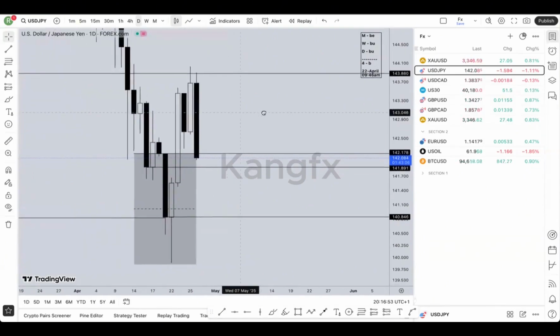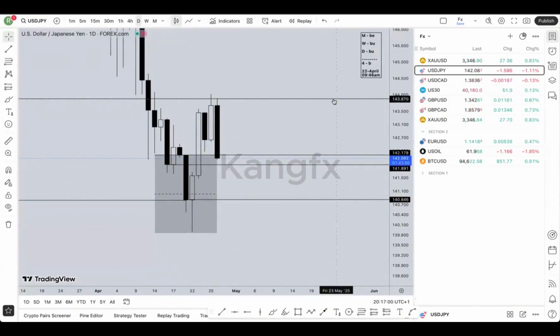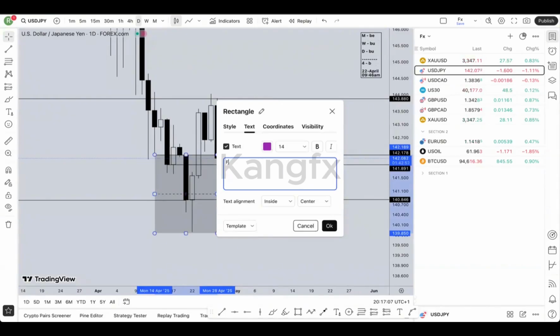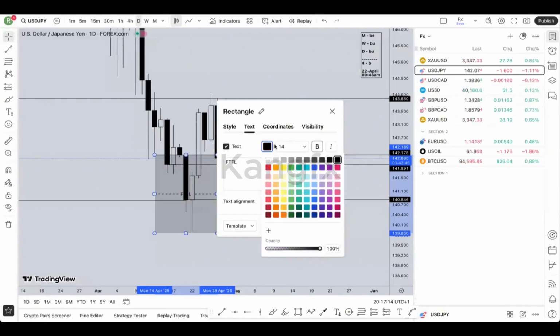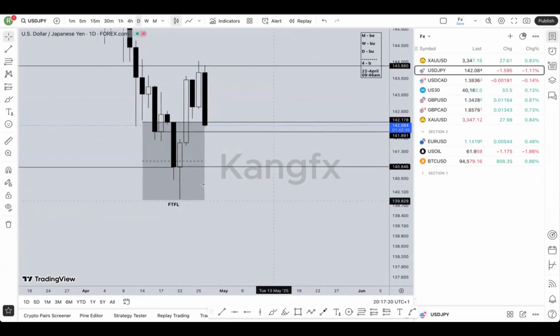So this is a perfect example of having a QM and a support in your FTFL box. Remember, this box is our what? FTFL box. That's our FTFL box. And inside this box, we have our what? We have our QM, we have our support.